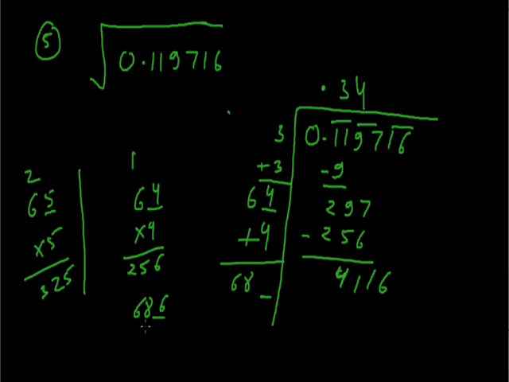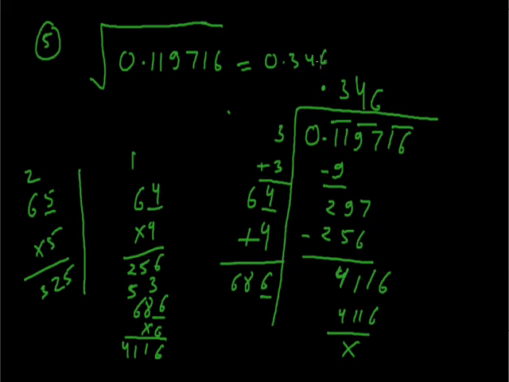I put 6 here, so I have to multiply the number with 6. 6 times 6 is 36, I get 3 carry. 6 times 8 is 48, 48 plus 3, that is 51. 1, carry 5. 6 times 6 is 36 plus 5, that is 41. I get 4116. So this should be 6 and this should be 6. So the square root of 0.119716 is 0.346. So in this way we can find the square root by using the long division method.